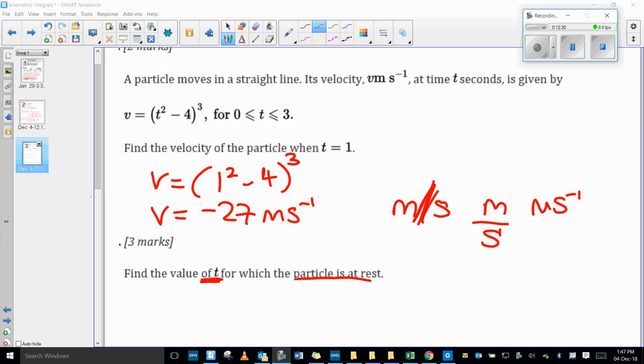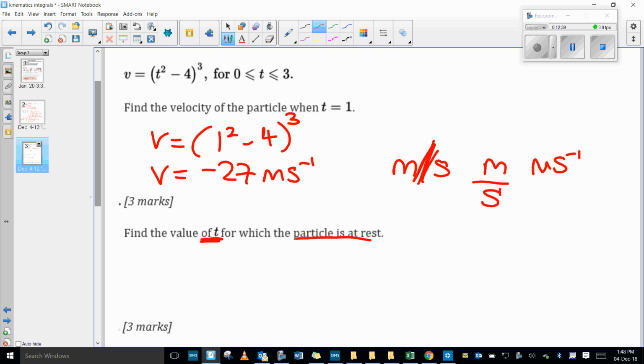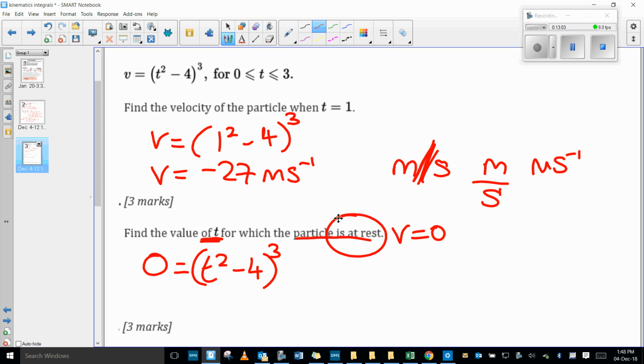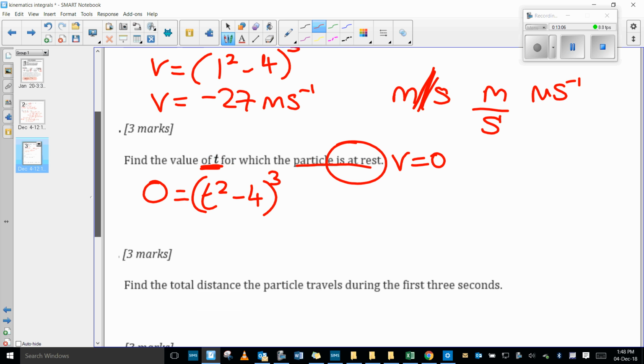Alright, so find the value of t for which the particle is at rest. If something is at rest, the velocity is going to be 0. So what you're going to do is say that 0 is equal to t squared minus 4, all cubed, and you're going to solve that. No, because you're trying to find the value of t. So 0 equals this expression cubed.